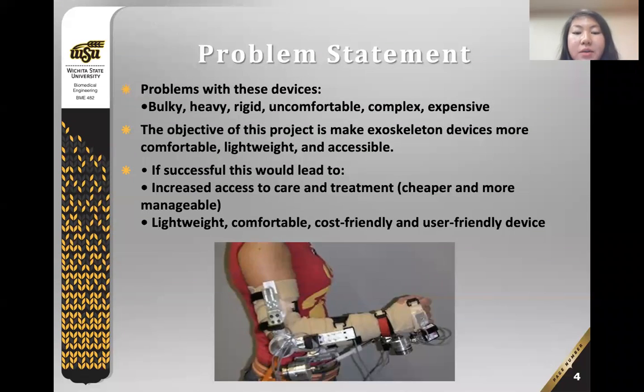In order to design the problem statement, a questionnaire survey was administered to 18 people regarding assist-as-needed exoskeleton devices. The general consensus was that these devices for rehabilitation can be uncomfortable, rigid, heavy, bulky, and expensive. To increase patient care and comfort, exoskeleton devices should be redesigned to be more lightweight, user-friendly, and inexpensive. Benefits of this redesign would lead to increased access to care at a lower cost.